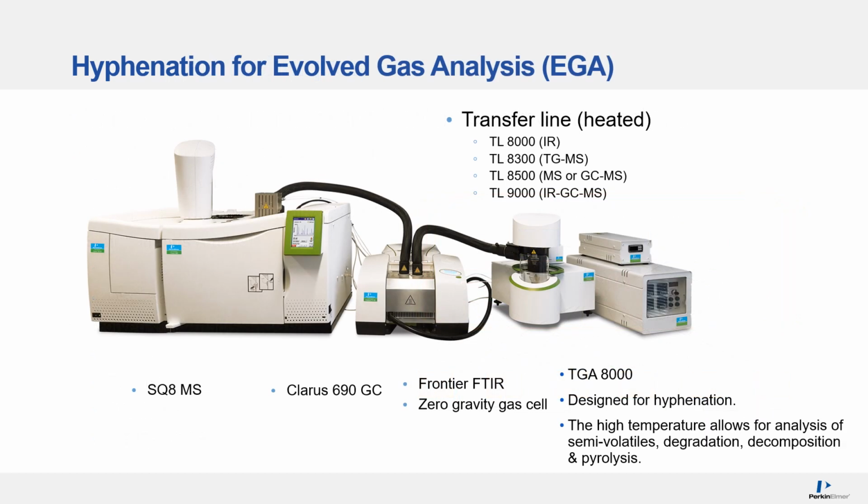So let me show you what one hyphenated technique that PerkinElmer offers looks like. Here in the picture you can see a TGA hyphenated to an FTIR, which is then hyphenated to a GC-mass spec. You'll also notice that there are transfer lines. These transfer lines are heated to ensure that the gas stays in the gaseous phase as it transfers from one instrument to the next. You'll essentially be using the TGA or the STA for weight loss analysis, and then the FTIR and the GC-mass spec will be used on the evolved gases to analyze what is coming off.